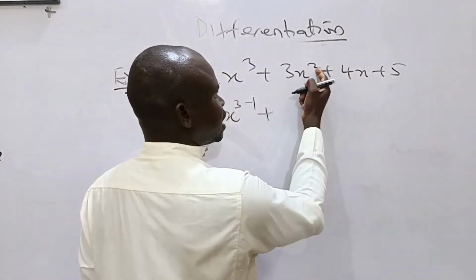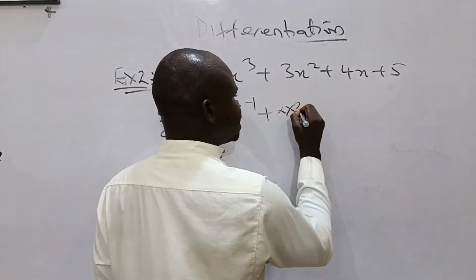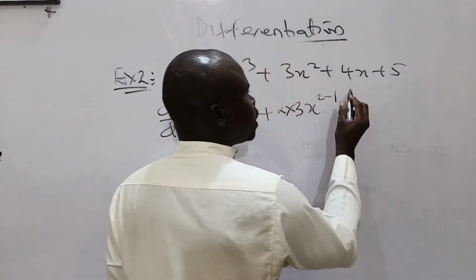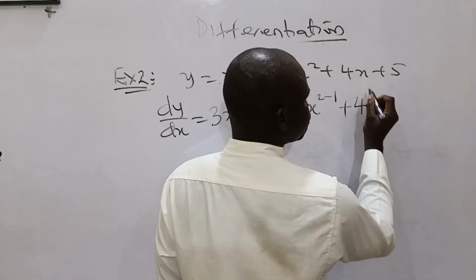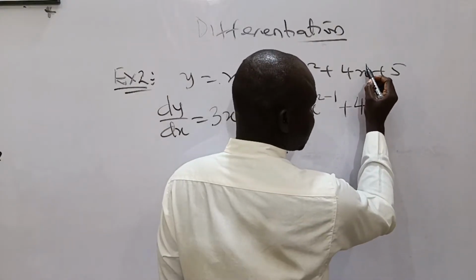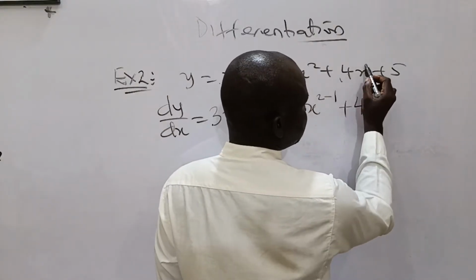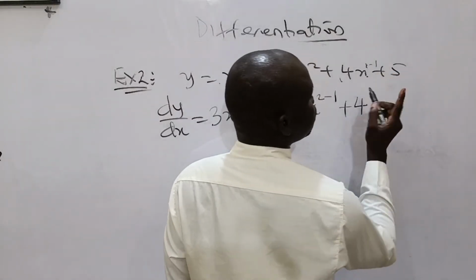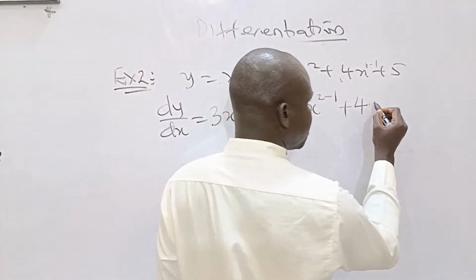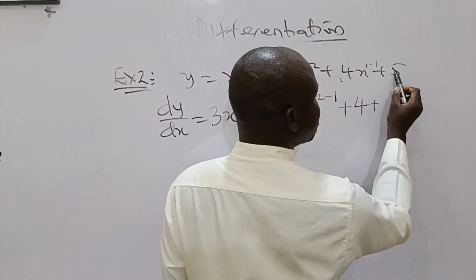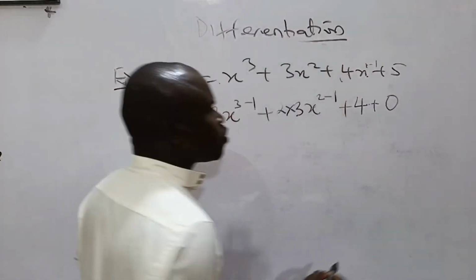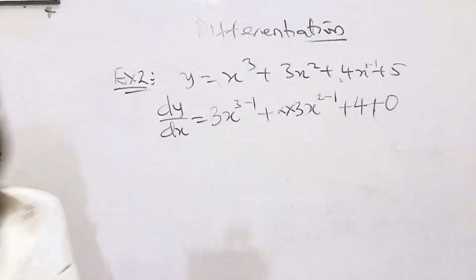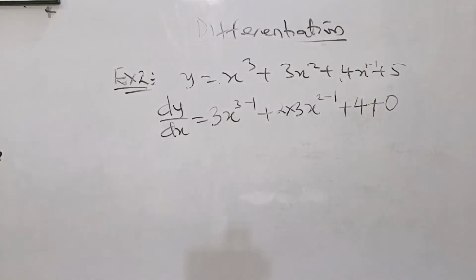Plus, I have 3 here. This 2 will come down. I will have 2 times 3, x raised to power 2 minus 1. Then plus 4. Here now, this is 4. We have x. There's 1 here. The 1 will come down. Then we have 1 minus 1, which will be 0. Anything raised to power 0 is 1. So here will be 1. Plus, the differentiation of the constant is 0. So whenever you have a constant, when you differentiate the constant, the differentiation of a constant is 0.